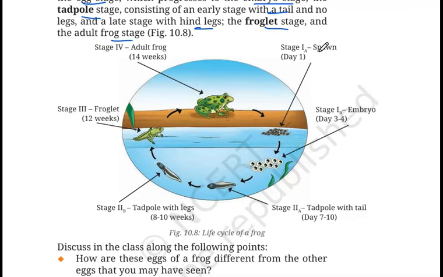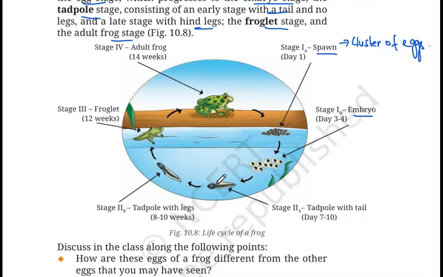So first stage is the spawn. Spawn is nothing but jelly-like substances present on the surface of water or maybe attached to some plants or leaves growing inside the water body. So cluster of eggs. Now this spawn is on the day 1. From day 3 to day 4, this spawn turns into an embryo. So you can see it is somewhat similar, jelly-like, but a bit bigger in size. So this is the embryo.